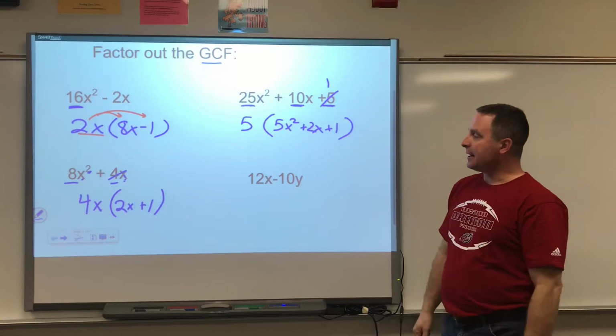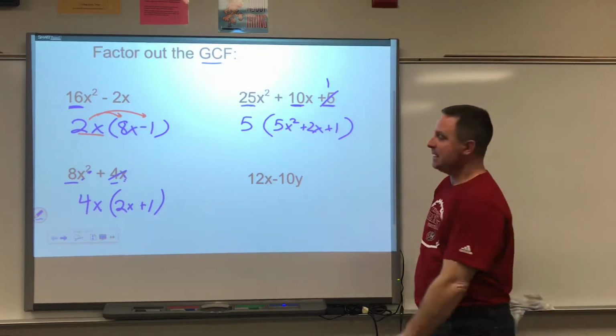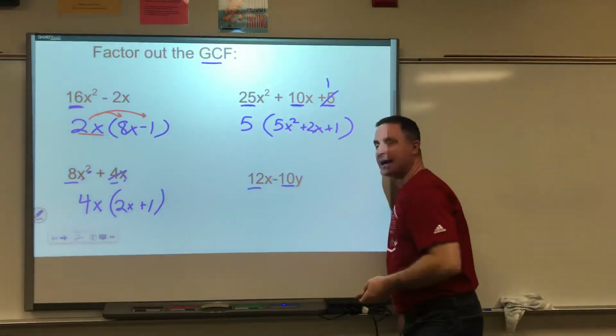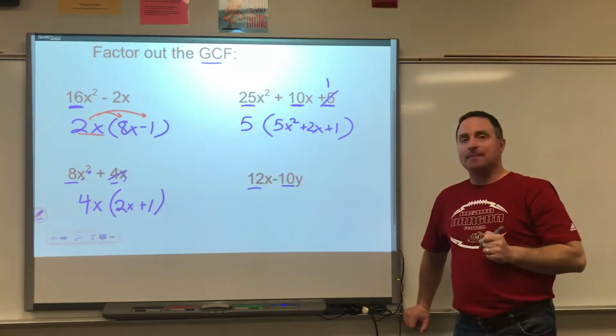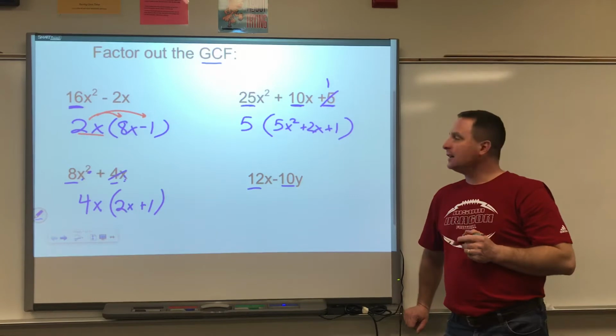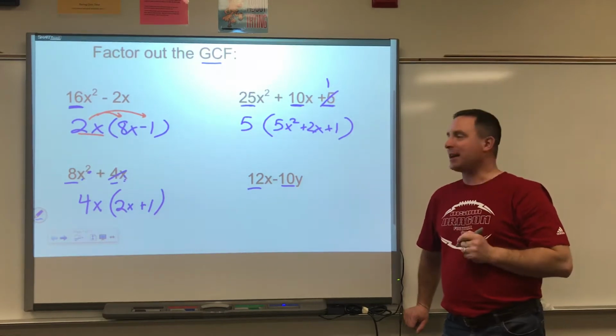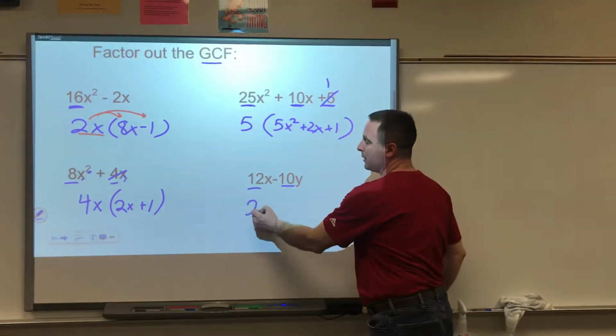We're going to look at this guy right here, a 12 and a 10. Okay? Well, what goes into 12 and 10? Well, 2 does. Is there anything else? Is there a bigger number that goes into 12 and 10? Actually, no, there isn't. The only thing I can take out is a 2 in terms of numbers.